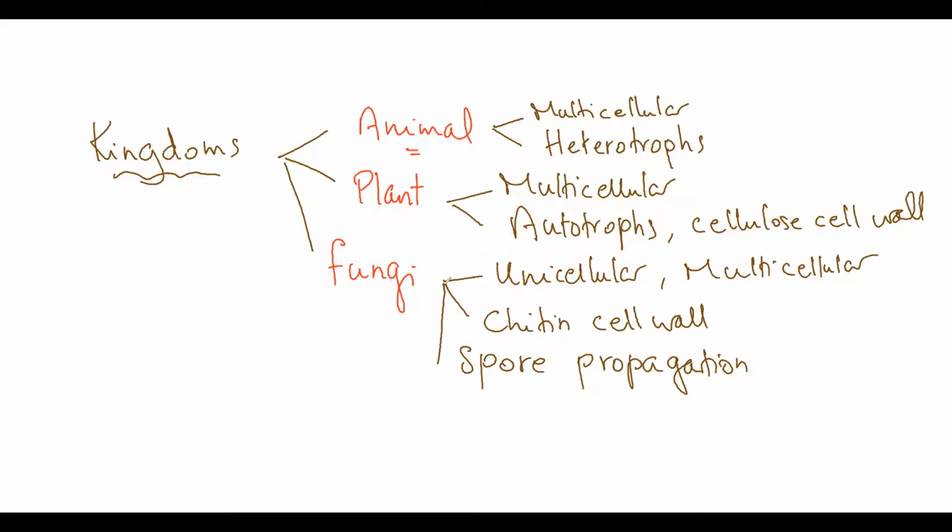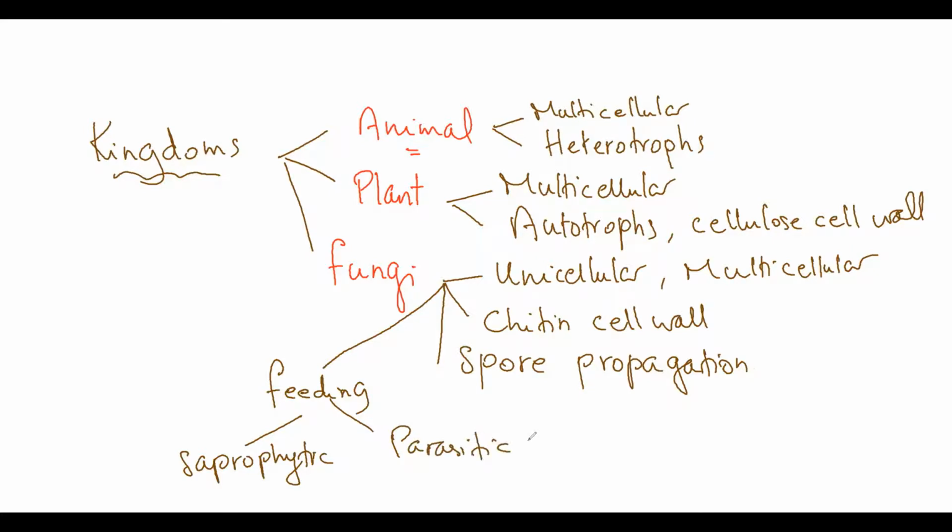But what about how they feed? They can feed, or their nutrition can be by saprophytic nutrition. Or parasitic. Yes, excellent. Or parasitic. Of course, saprophytic means that they feed on dead organisms or on decayed matter. Parasitic means that they feed on an organism leading to its harm, whether death or disease in an organism or whatever.